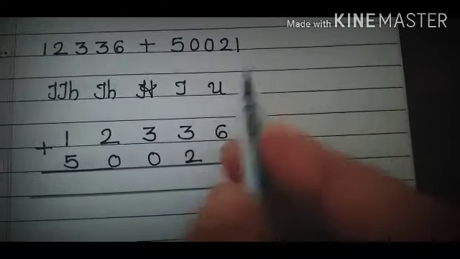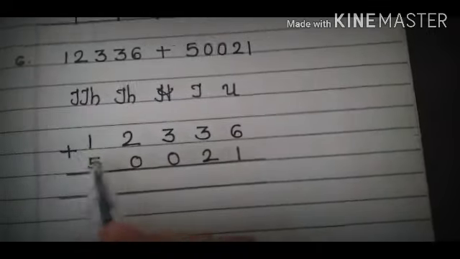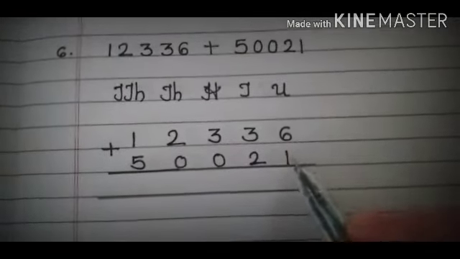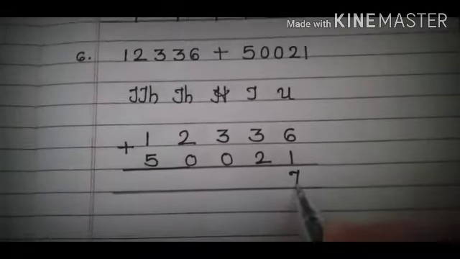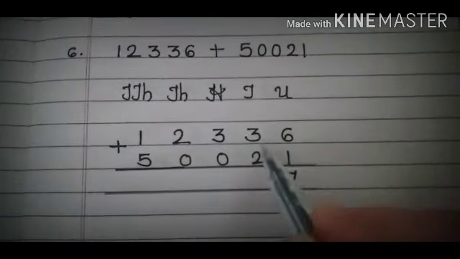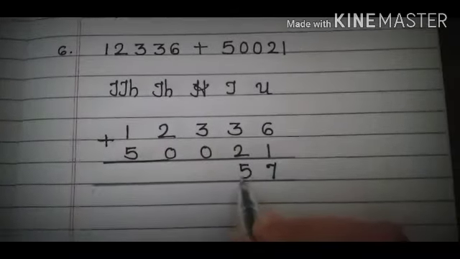Now the sixth question is 12,336 plus 50,021. So arrange both the numbers place wise and add from units place. That is 6 plus 1. So 6 plus 1 is 7. So write down 7 in units place. In tens place, 3 plus 2. So 3 plus 2 is how many? 5. So write down 5 in tens place.